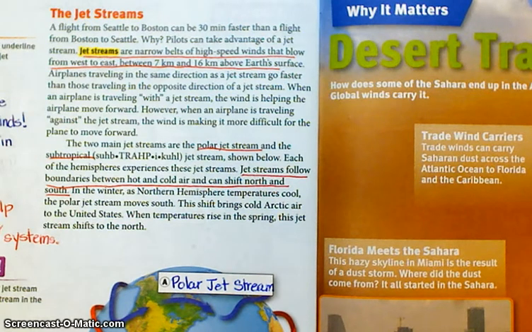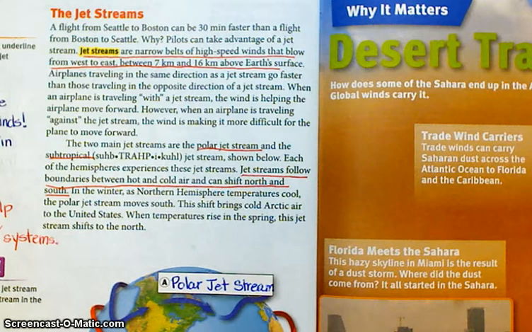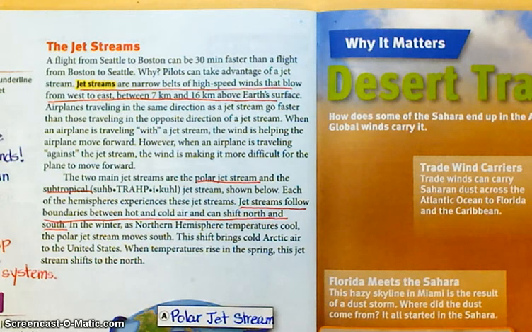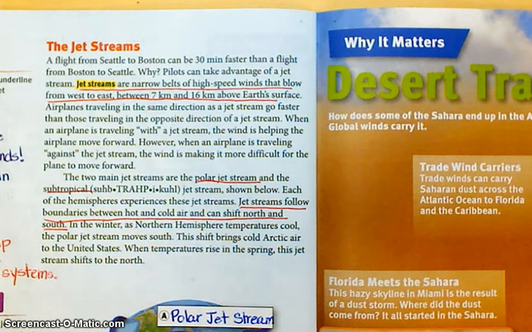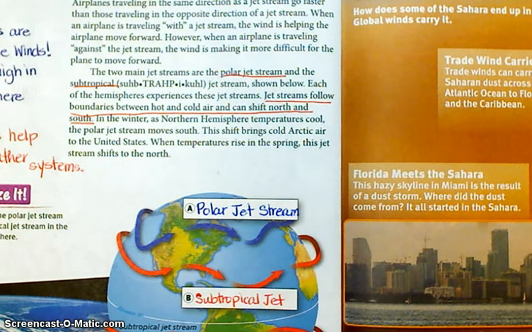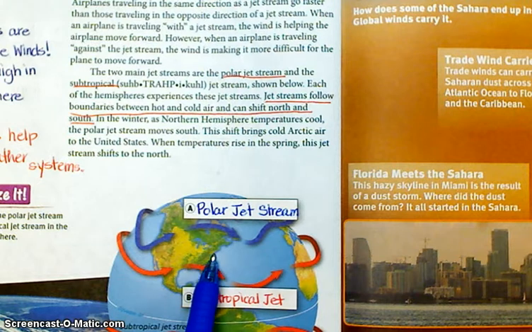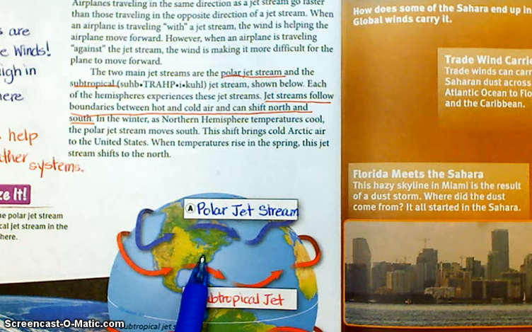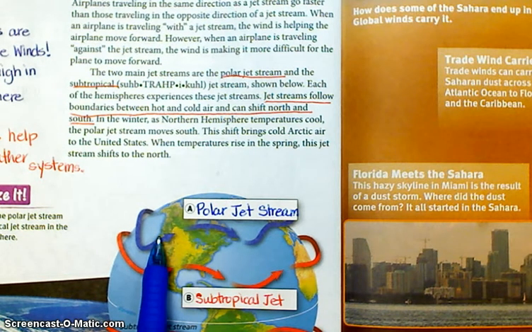Okay, welcome to screencast number 3 for lesson 1 of unit 8, and we're going to talk about the jet stream. A flight from Seattle to Boston can be 30 minutes faster than a flight from Boston to Seattle. And why is that? It's because of the jet stream. Seattle is over here, Boston is over here, and when you fly from Seattle to Boston, you're sort of flying along with this polar jet stream, which we're going to talk about. And when you go from Boston back to Seattle, you're flying against it.